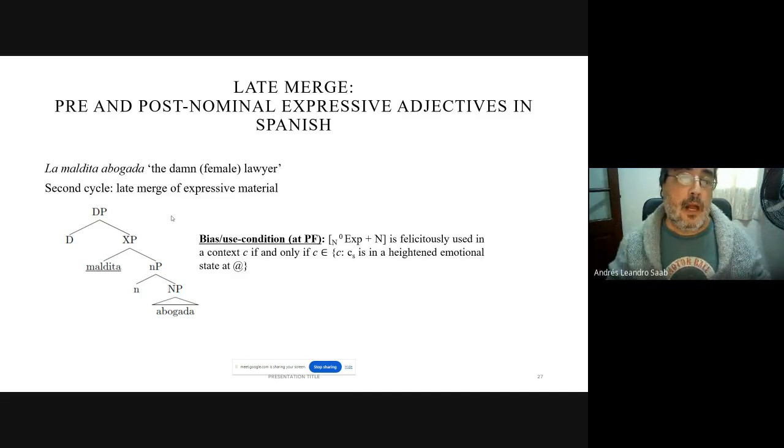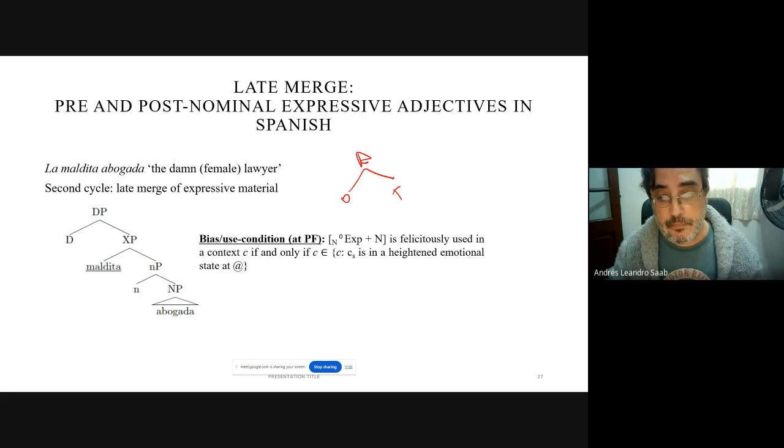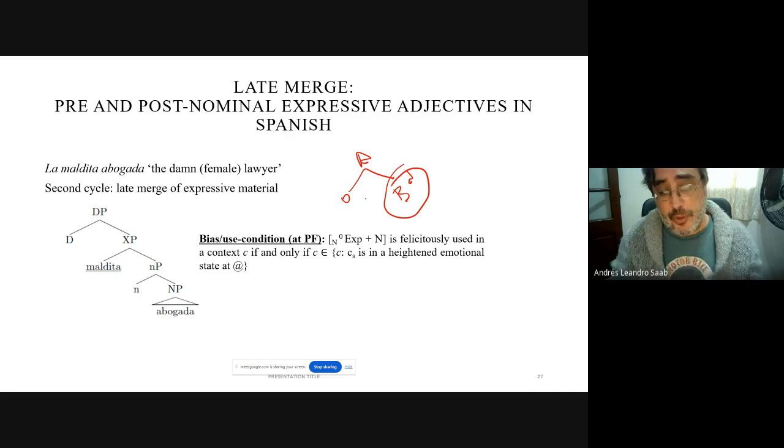Okay. This is a way to implement another Potts rule, which is the rule that he calls isolated conventional implicature, which is a rule in Potts's system which basically adds material to a branching node with a tree element, and in which you can see that there is no functional combination between the expressive and the sister.